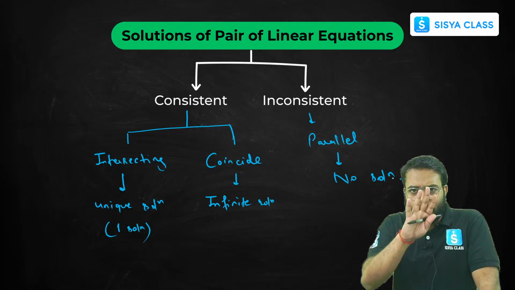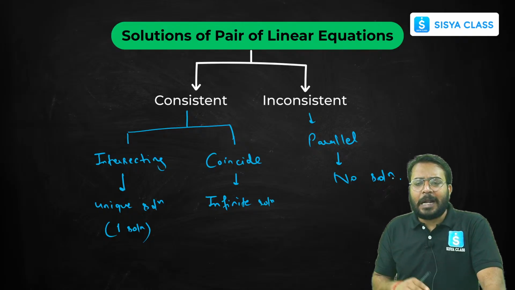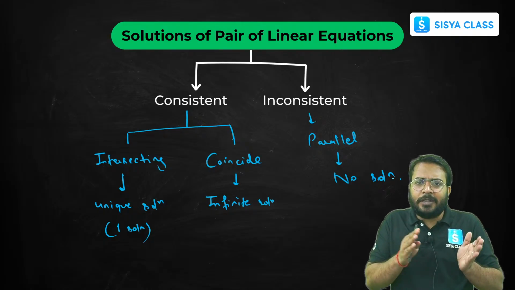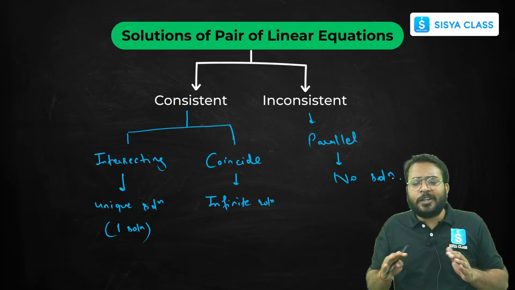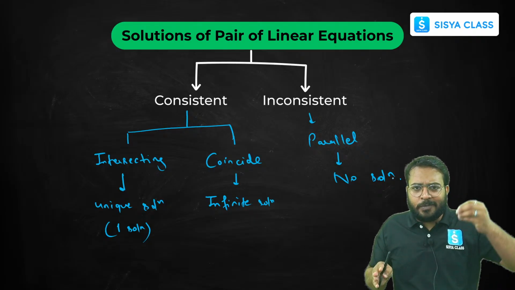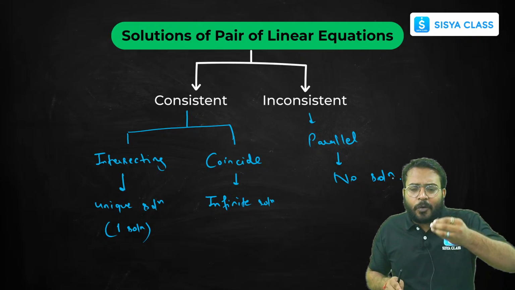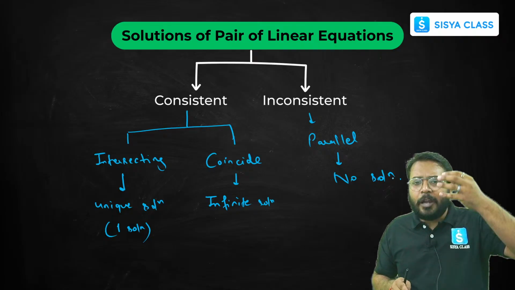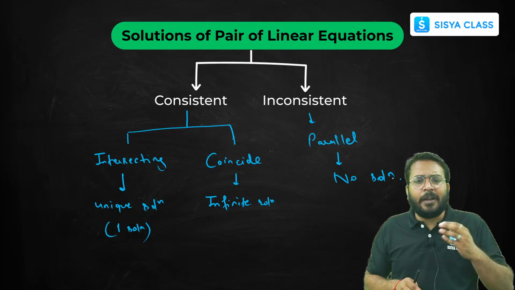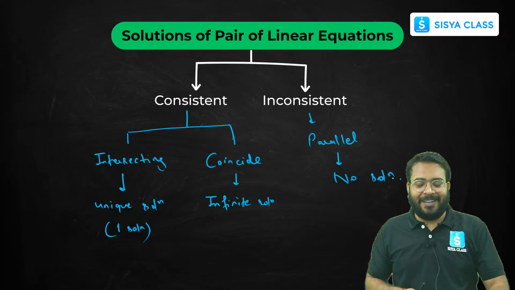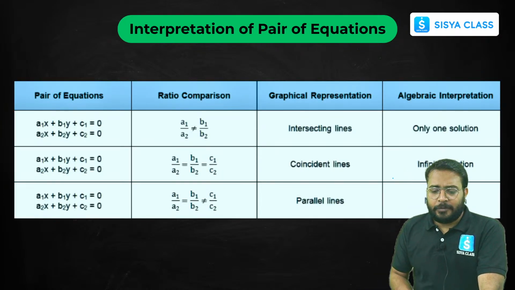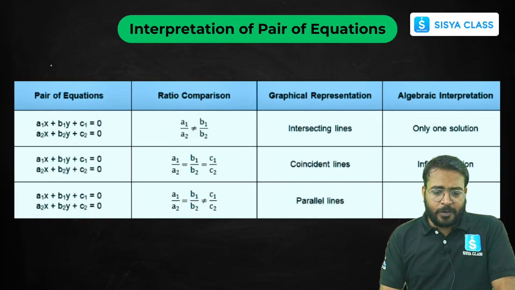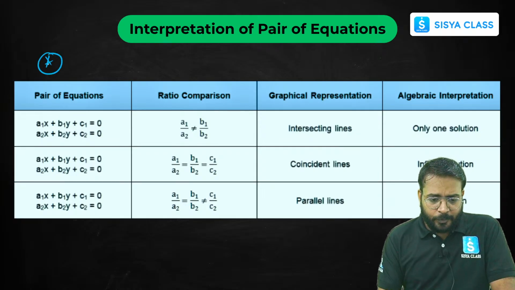So first of all, we have to remember that consistent means either you can have a unique solution or you can have many solutions. Inconsistent means there is going to be no solution. Unique means intersecting, infinitely many solutions means coinciding, and no solution means parallel lines. Now, this is the most important thing that you have to keep at your fingertips.